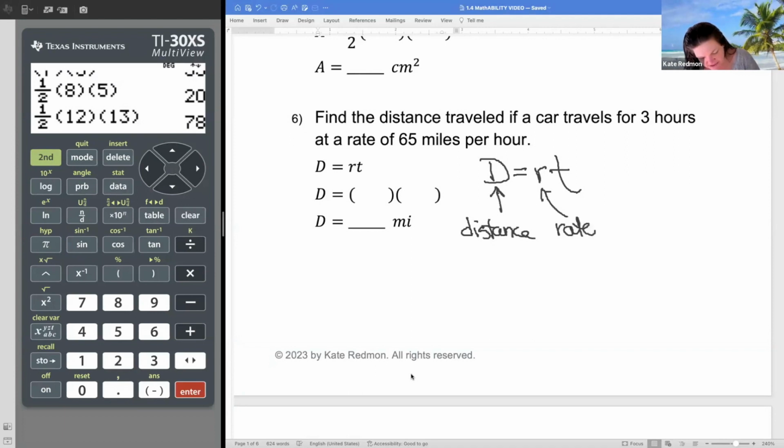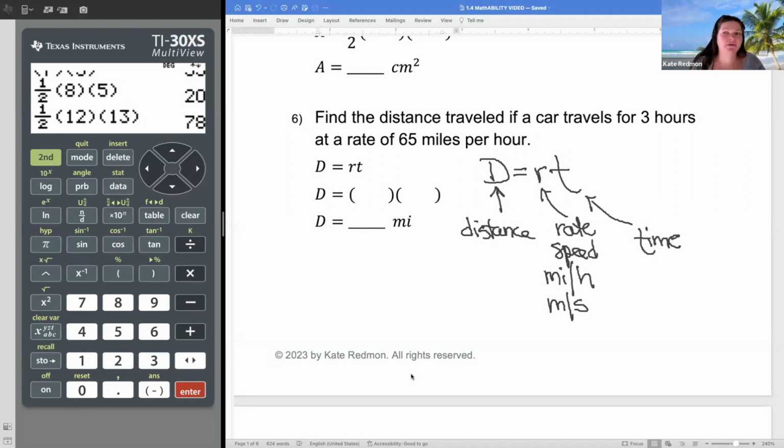Rate is the same as speed, how fast something is moving, like miles per hour or meters per second. A big clue that I'm talking about a rate or a speed is the word per or the symbol per. So it could be miles per hour or meters per second, but a rate is how fast you're moving. And then T is just time. So if I'm in miles per hour, T would be the hours. If I'm in meters per second, T would be the seconds.